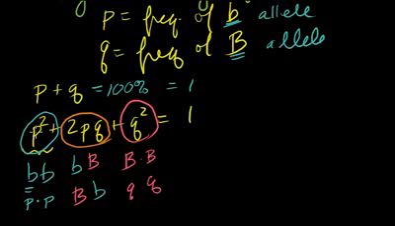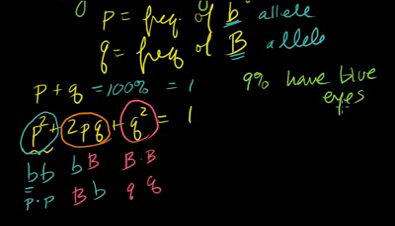I've been kind of abstract so far, so let's see if we can apply this to a real world problem. Obviously, I'm making some simplifying assumptions. Let's say we go into a population of 1 million people, reasonably large, and we observe that 9% have blue eyes. This is their phenotype. This is the frequency of the genotype lowercase b lowercase b.